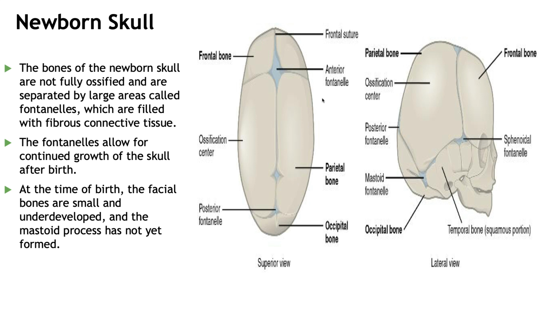Then the bones of the newborn skull are not fully ossified and are separated by large areas called fontanelles. And these are filled with fibrous connective tissue. The fontanelles allow for continued growth of the skull after birth. At the time of birth, the facial bones are small and undeveloped, and the mastoid process is not yet formed.